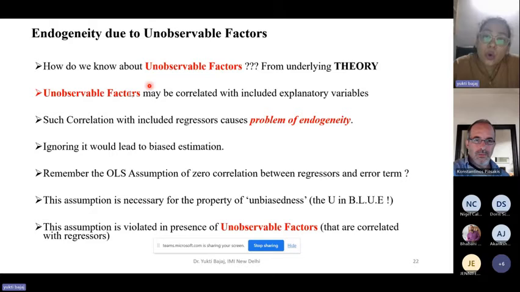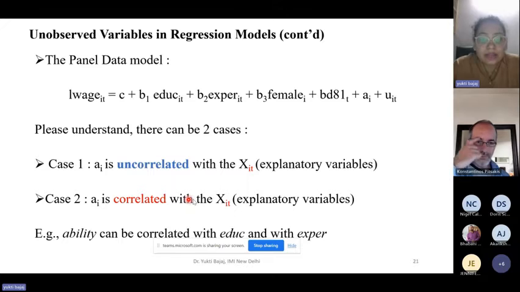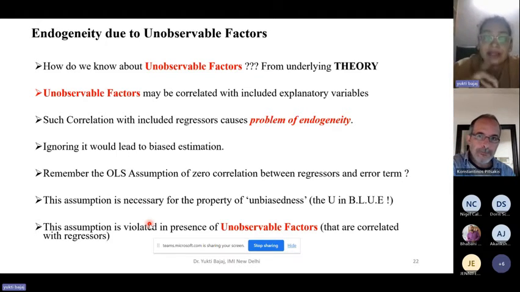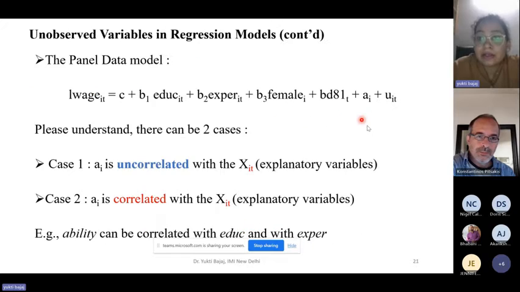Now, if they are correlated with an explanatory variable, that means in this case where AI is correlated with education, this kind of problem in a panel data is a very important terminology. We call this problem the problem of endogeneity. So what is endogeneity? When there is a correlation between the error term and any of these explanatory variables, right? Here, since education and AI are correlated, education becomes an endogenous variable, and in the model we have the problem of endogeneity.